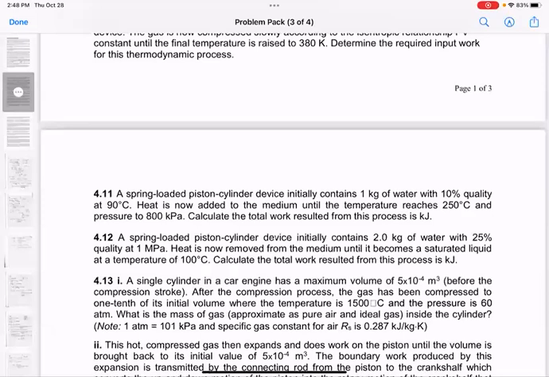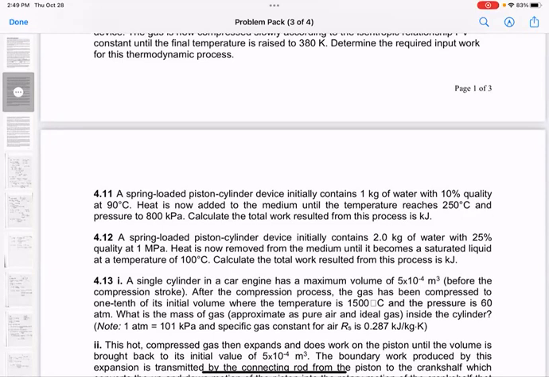Because by telling us there's some non-zero quality, between 0 and 1, it's telling us that it's a mixture. The value of that quality plus the temperature is giving us the actual state. So then we know the first state.